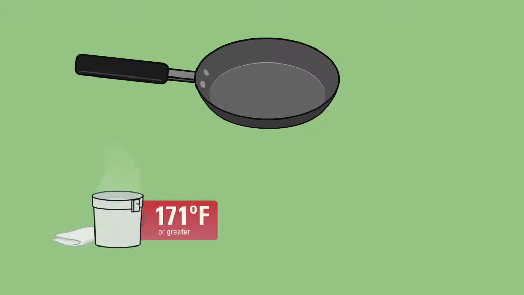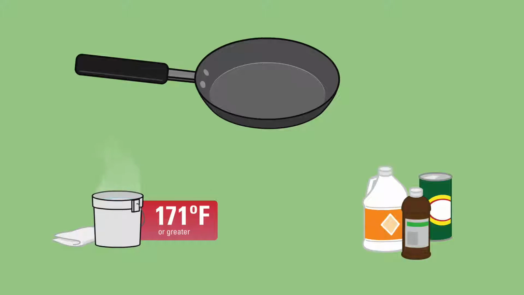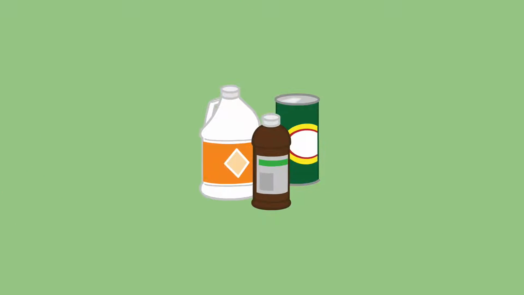Sanitizing is the process of reducing the number of microorganisms to a safe level. There are two ways to sanitize: use of hot water and use of chemicals. Surfaces that contact food are first cleaned, then sanitized.